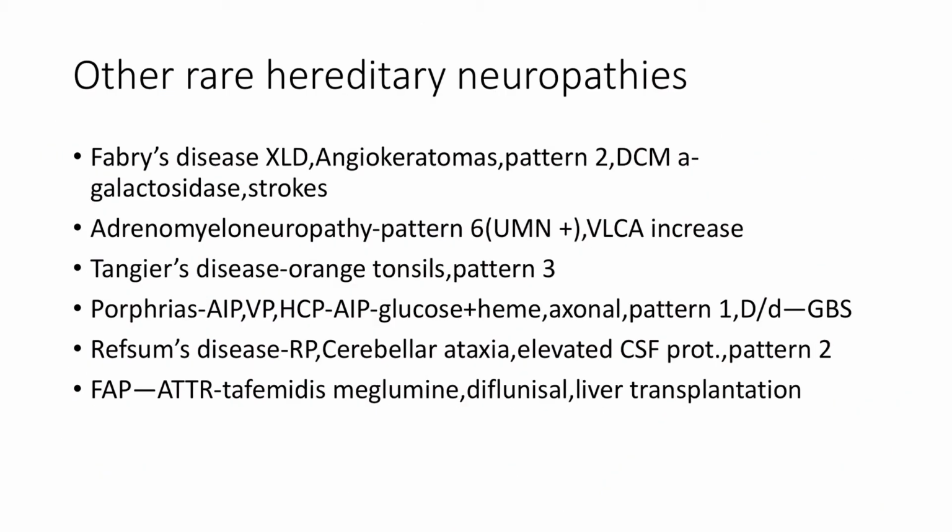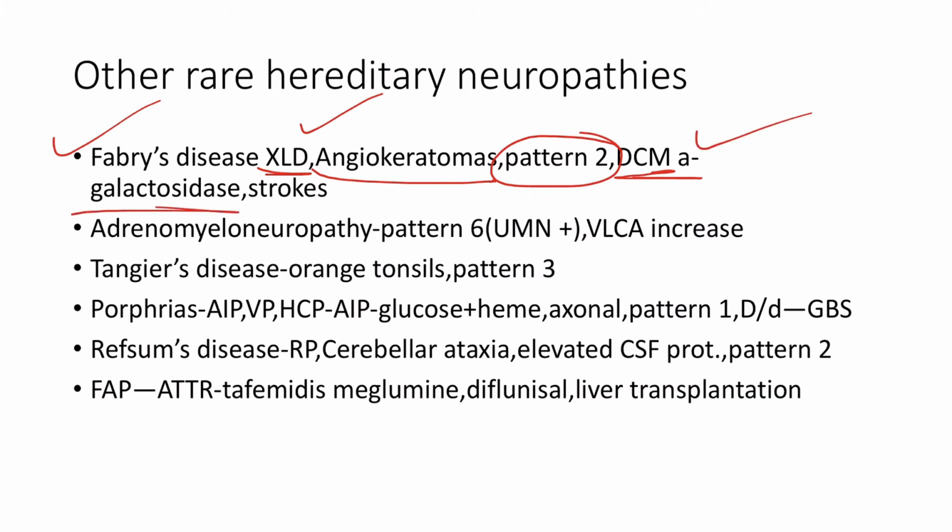Okay, now I'll be talking about some very rare hereditary neuropathies. You don't get many questions from this, but Fabry's disease has been asked sometimes. The mode of inheritance has been asked. It is X-linked dominant, and it is characterized by the presence of angiokeratomas, and it will present as a DSPN pattern, and there will be cardiomyopathy, and the enzyme which is defective is alpha galactosidase. This you have been reading from your biochemistry. And strokes, young stroke, rule out Fabry's disease.